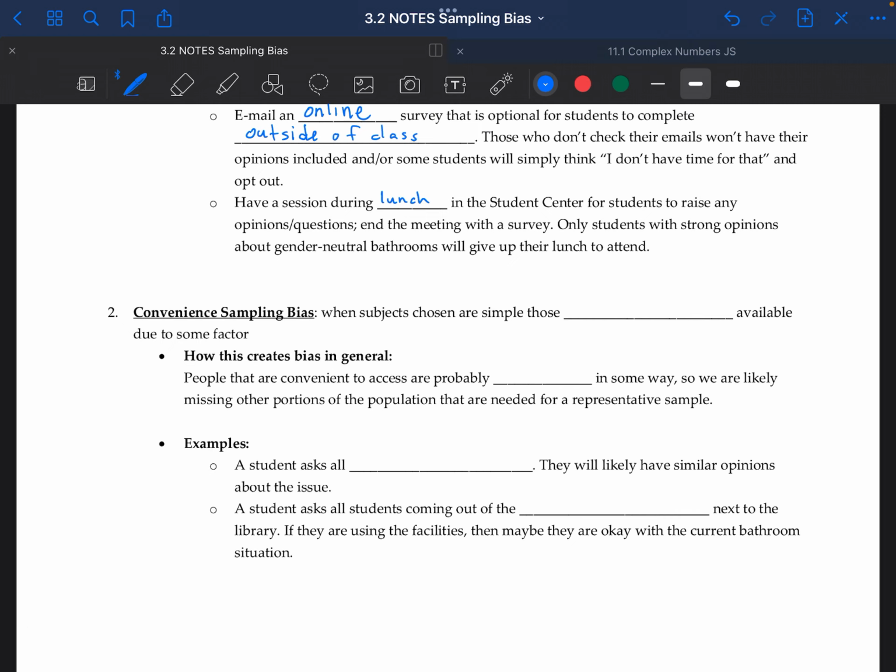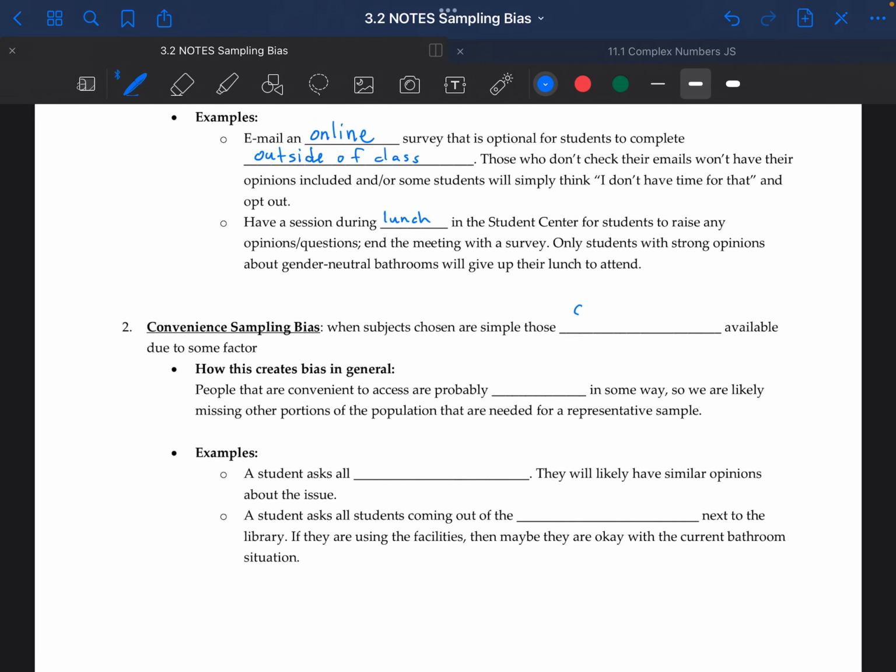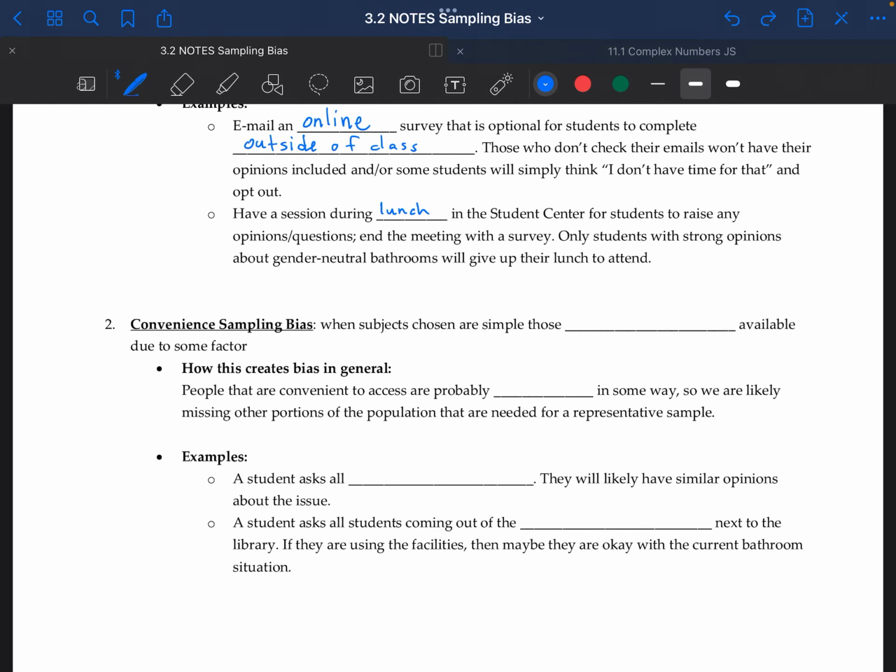Next one, convenience sampling bias. This is a pretty common one, but I think one that a lot of people immediately recognize, like, oh, this is not helpful at all. So this is when subjects are chosen because they are convenient. So they're conveniently available due to some factor here. So think about why that would create a bias, and can you think of some examples that might go along with that?